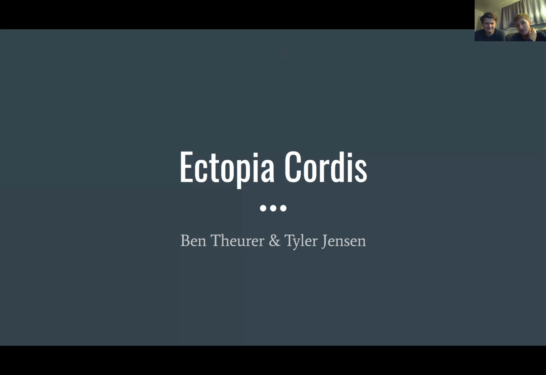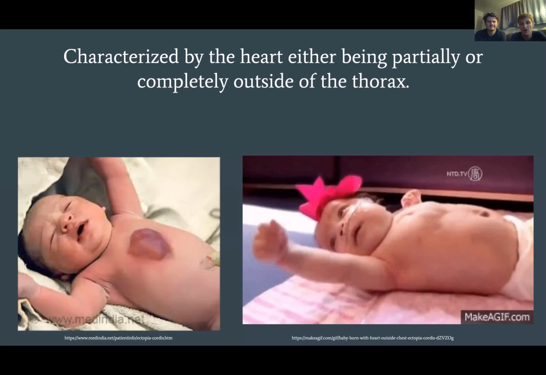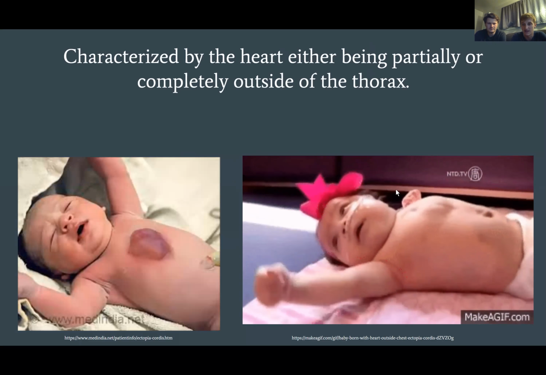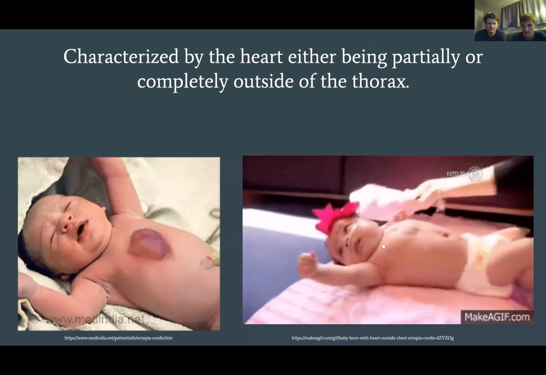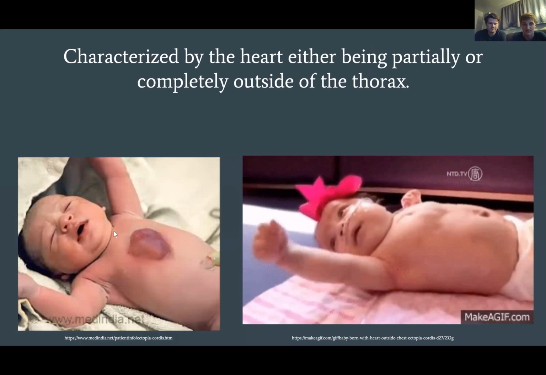Today we're going to be doing our presentation on Ectopia cordis. I believe we've talked about this a little bit in embryology. Dr. Reynolds has gone over it a little bit, but we're going to go over it today a little more in depth. Just to recap, Ectopia cordis is characterized by the heart either being partially or completely outside of the thorax. Here you can see an example of a young lady with the heart partially outside the thorax, and here, more completely outside of it.